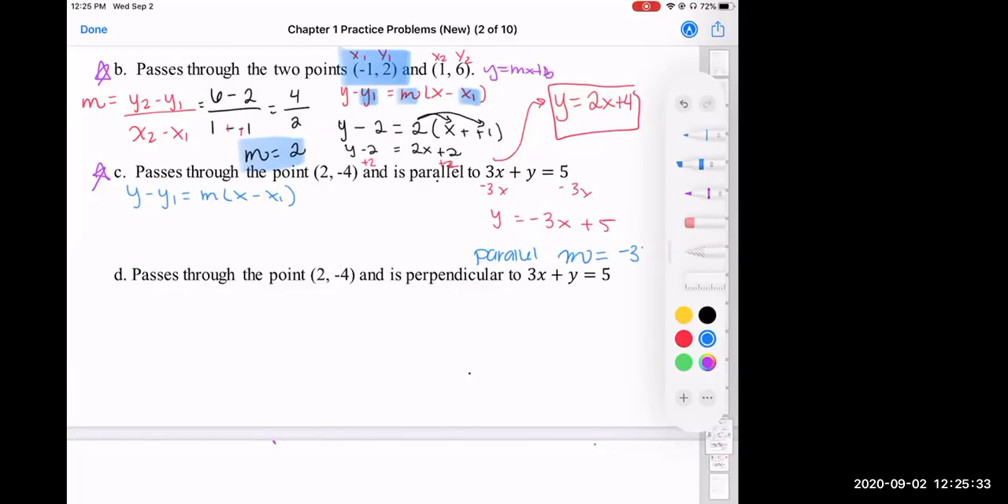I'm only given 1 point, so I'm forced to use that point, (2, -4). And I have my slope that I solved for of -3. Those are the 2 pieces of information that I need. So we have y minus y1. y1 is -4, is equal to m. My m is -3. x minus x1. x1 is 2.